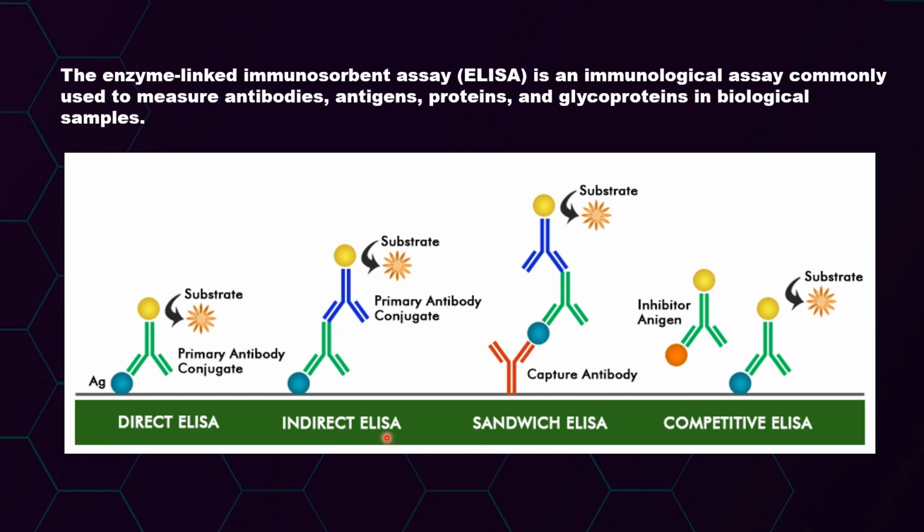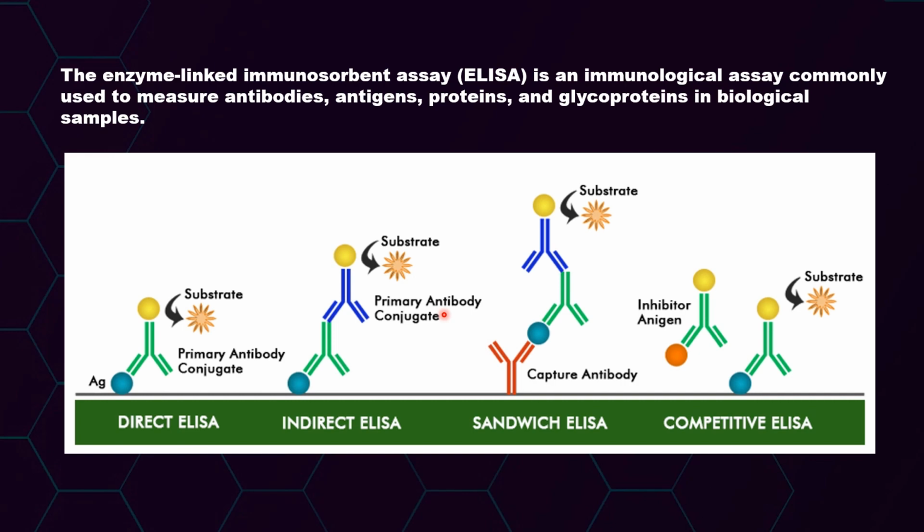In indirect ELISA, you have antigen, you use primary antibody against that antigen, and then you add a secondary antibody that is conjugated with the enzyme, and then you use a particular substrate, and that substrate generates a signal which can be detected. Then you have sandwich ELISA.